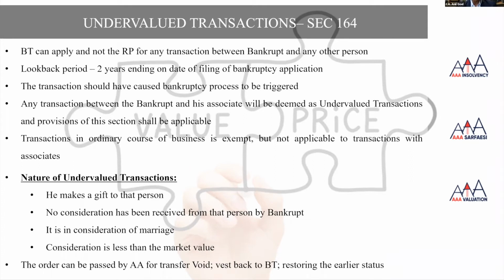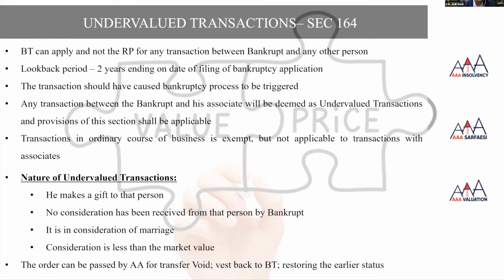Look back period is 2 years. The transaction should have caused the bankruptcy process to be triggered. Any transaction between the bankrupt and its associate would be deemed as an undervalued transaction. So this was when I was explaining the concept of associate. I said all transactions entered with associates would be considered as undervalued transactions and would be reported to the adjudicating authority. Then the adjudicating authority would decide whether there is anything which is undervalued or not.